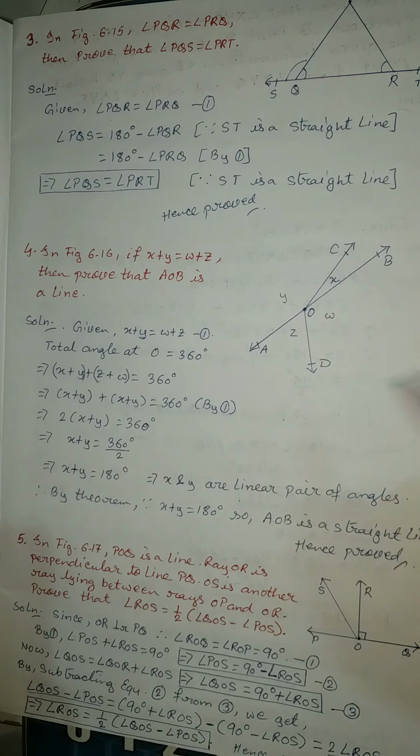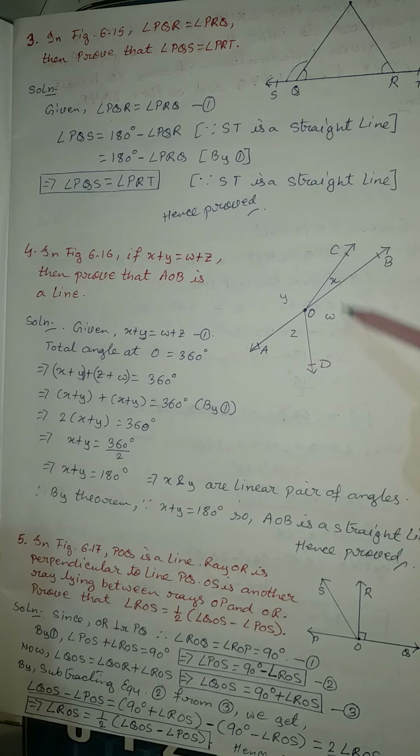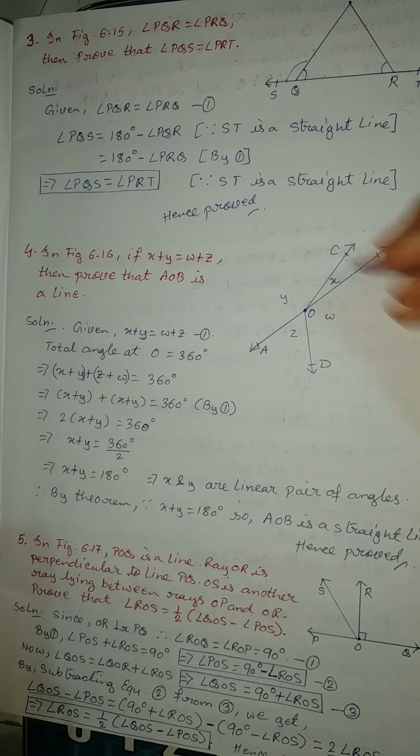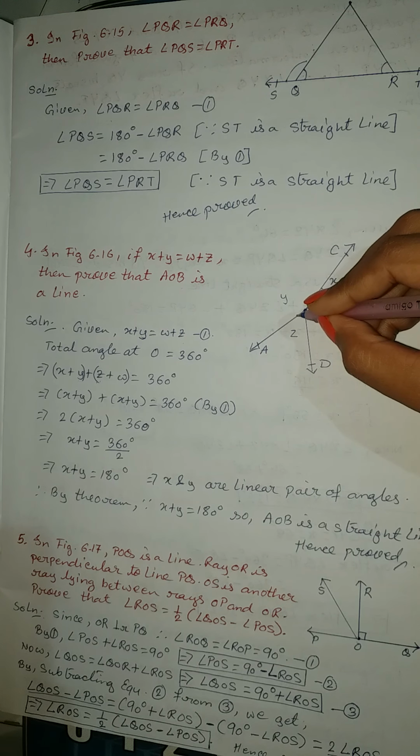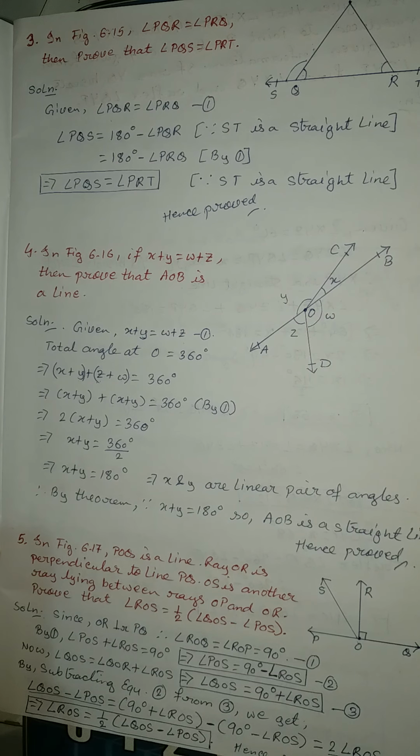So in the given figure, we can see that we have lines OA, OB, OC and OD, and all of them together make the angles X, Y, Z and W. So this angle is X, this is Y, this is Z and this one is W. Okay, so we can see that it makes a complete circle, isn't it?